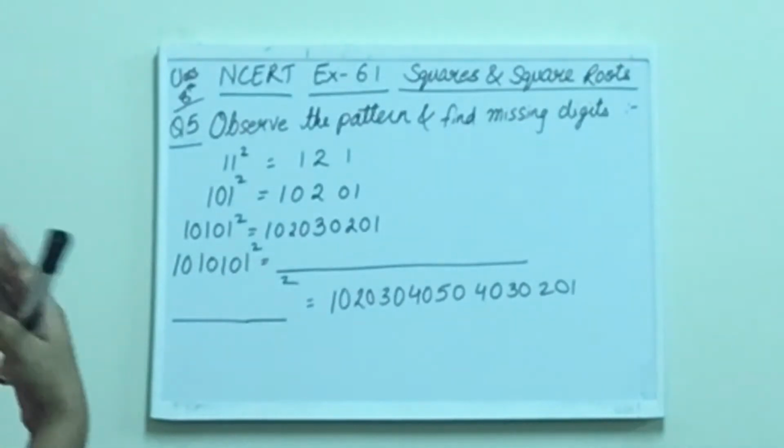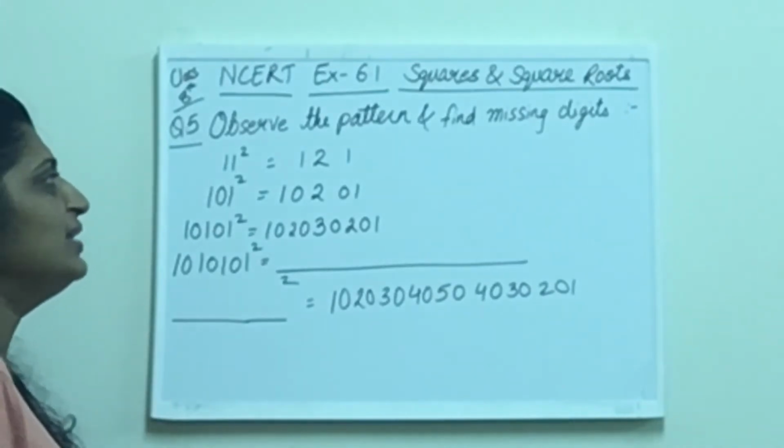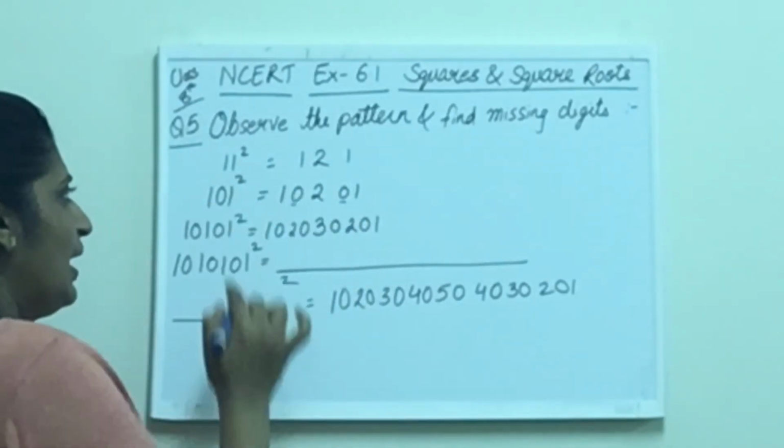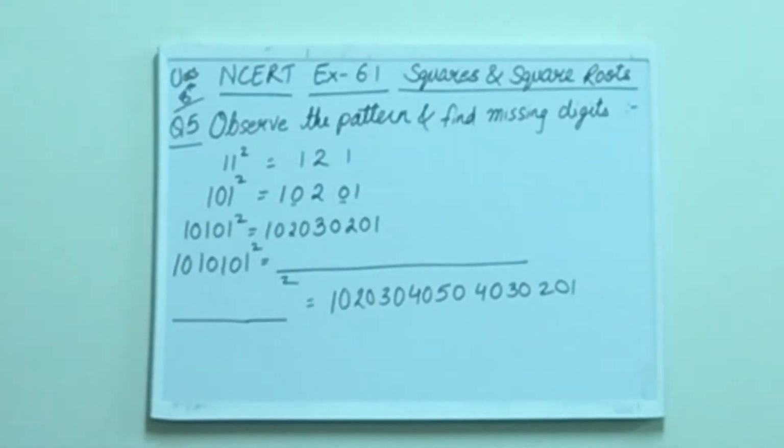We need to observe the pattern and again fill in the missing numbers. This time the pattern goes like this. The first number is 11 square, that is 121. In 11 there are 2 ones, therefore 1, 2 and then again 1. Then the second number is 101 square, whose square is written as 1, then a zero, then 2, because 1 and 1 makes 2, and then 0, 1: 10201.